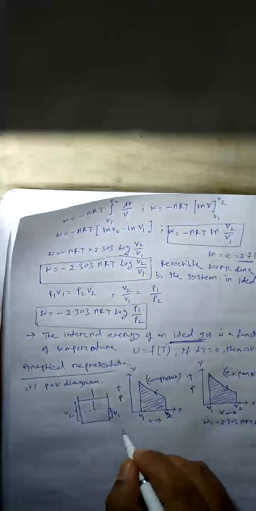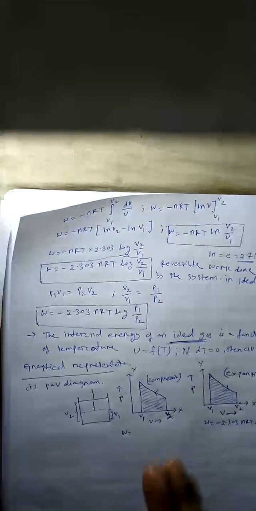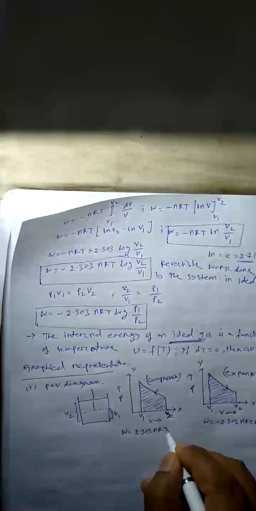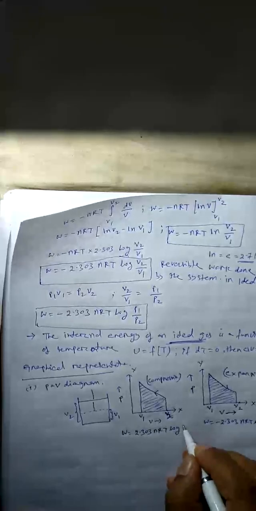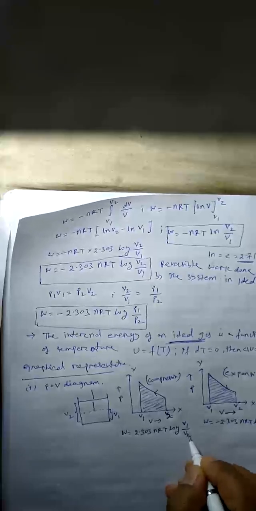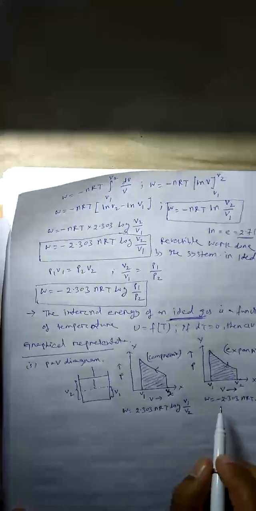So your work done becomes W equals, here you only have to change this one. Here it will be compression, work done on the system. Work done is positive, so it is the positive sign: 2.303 nRT log of final volume by initial volume, V1 by V2. In this case the final volume is V1 and the initial volume is V2. Otherwise, if you do not remember compression, change V2 by V1 to V1 by V2 and it automatically comes positive. So this is the compression case.